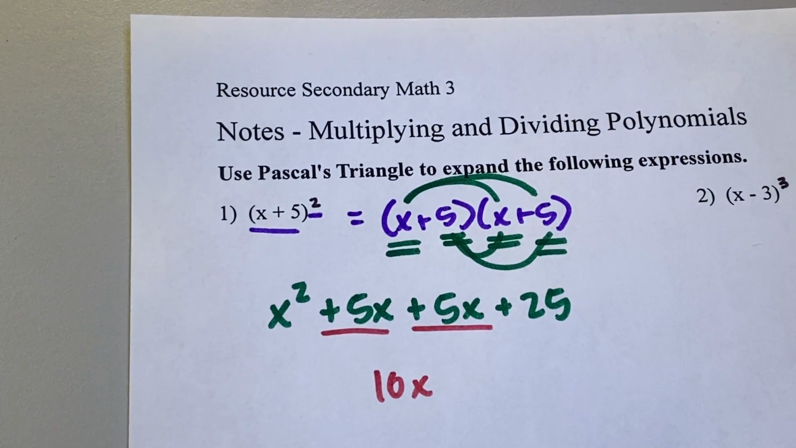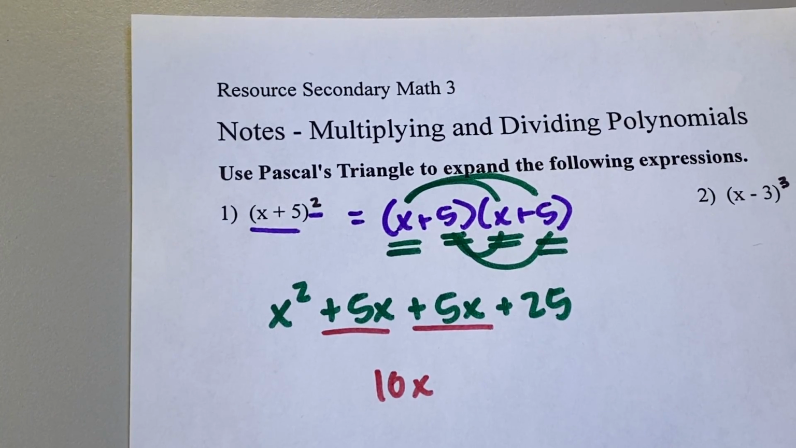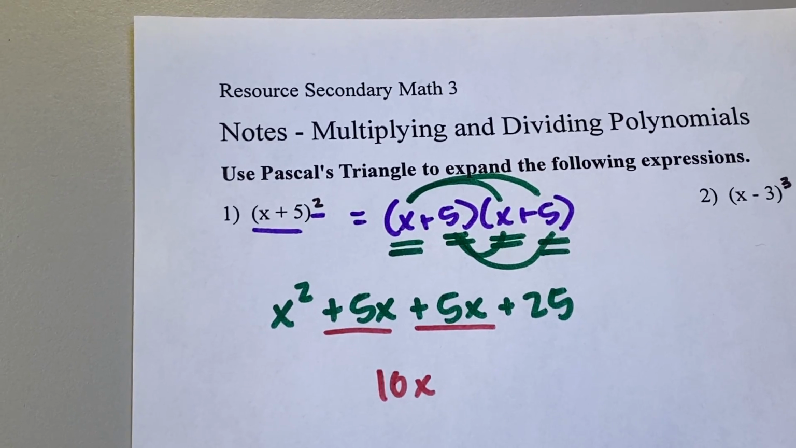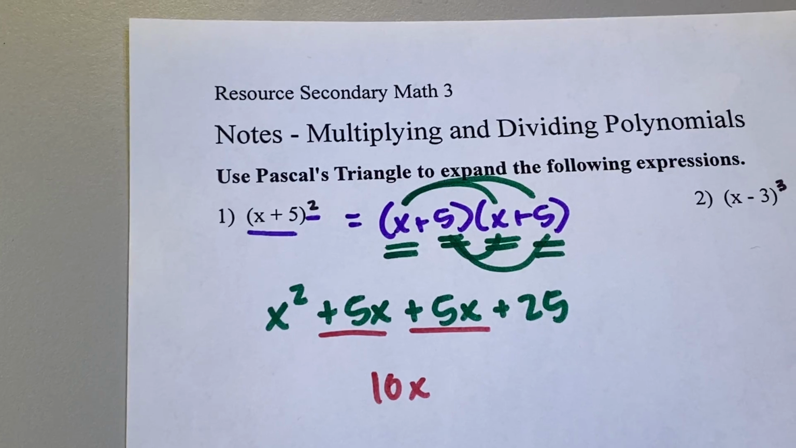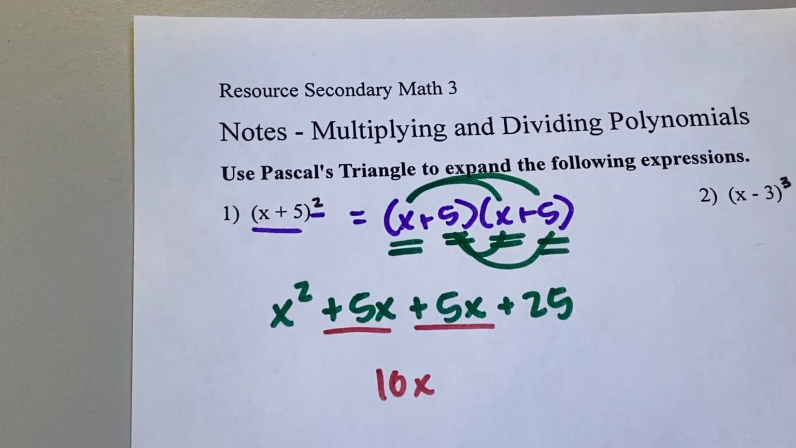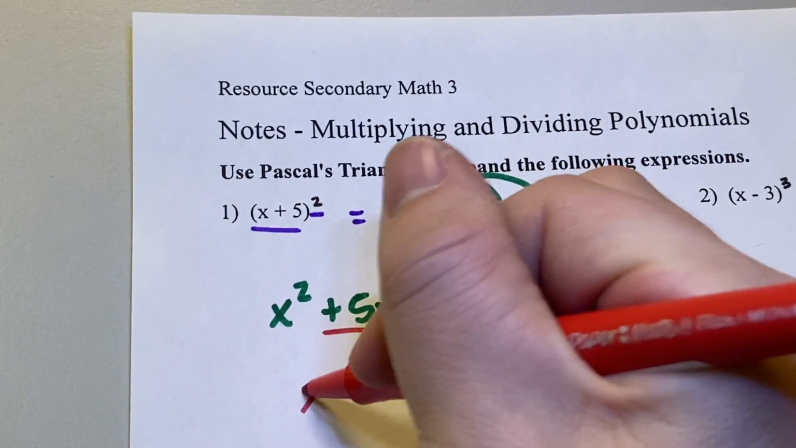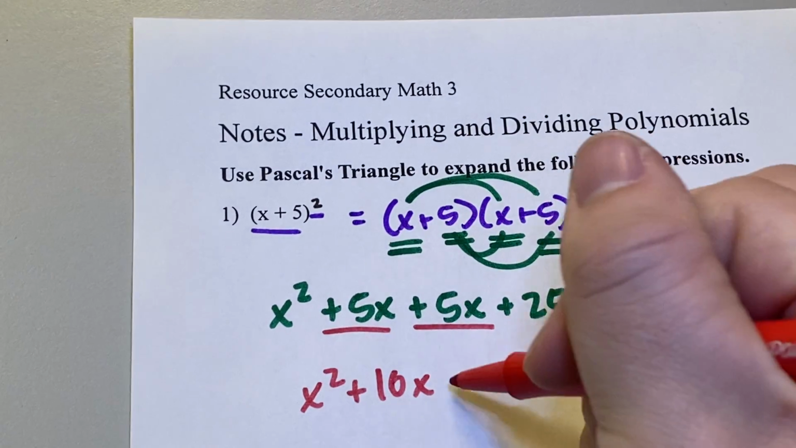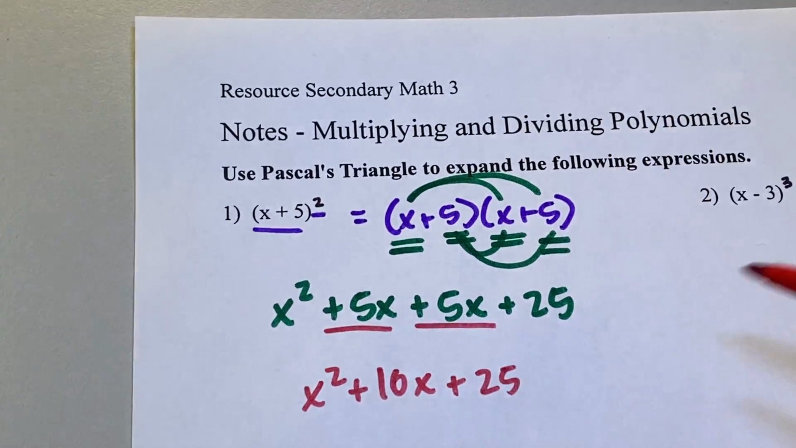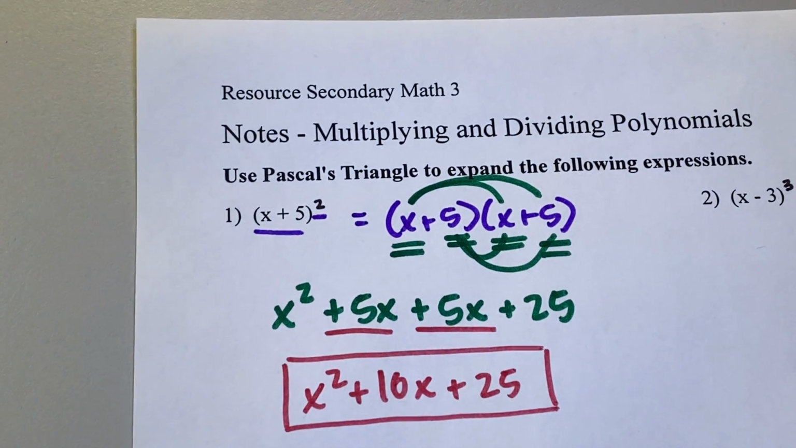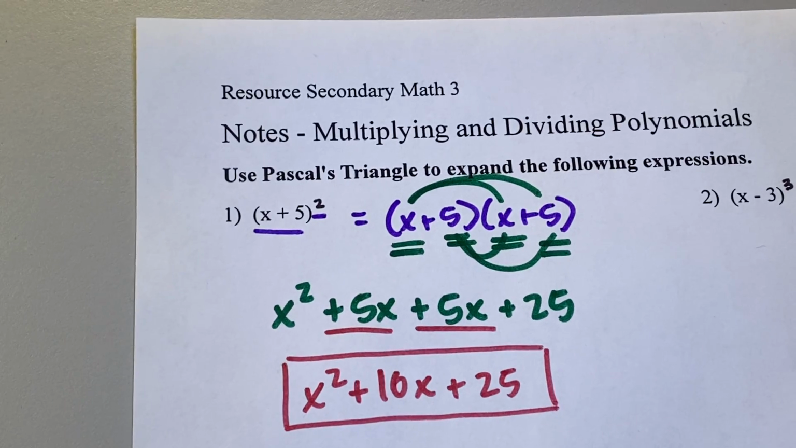Great question. I'm going to actually finish that question out. Would we do 10x squared when we're adding them? No, it only turns into an x squared if they were being multiplied. So those guys turn into 10x's in the middle. X squared in front. Plus 25 on the end. And there's our final answer.